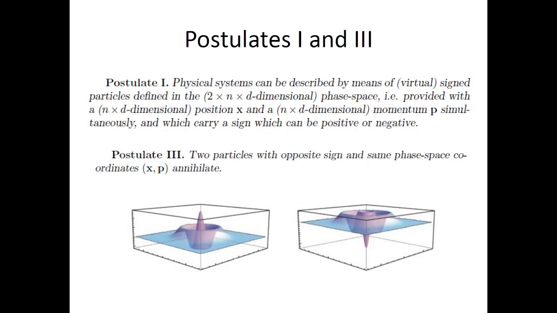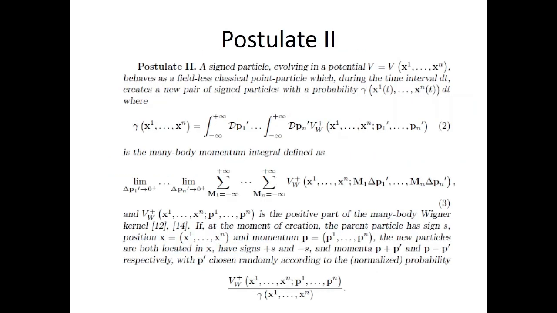Postulate 3 remains the same. If we have two particles with opposite sign and they are in, let's say, the same phase space coordinates, then they annihilate because they don't contribute together to the prediction of the behavior of the quantum system.